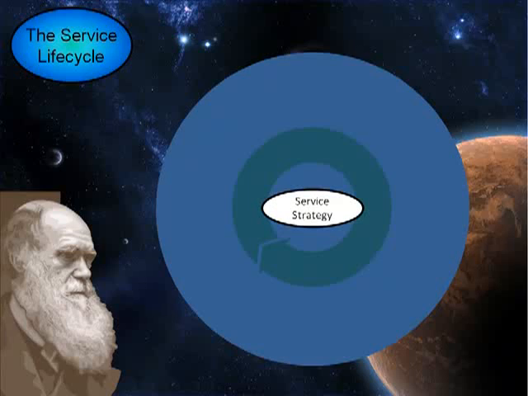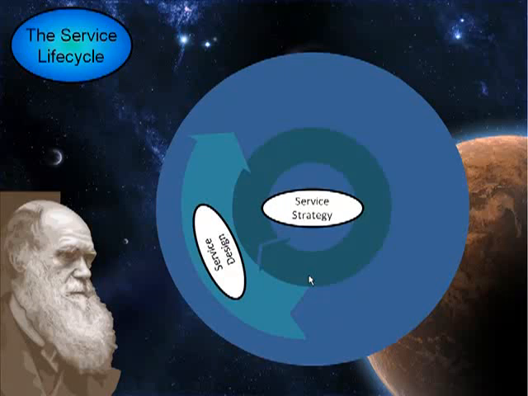Now, once service strategy gives a green light for a number of services, who's going to design them? That's the next level, service design. Service design looks at the processes, the architecture, and how to measure the efficiency and effectiveness of the services. They create a blueprint of what the new service is going to look like. This blueprint is known as the service design package, which is then handed over to service transition.